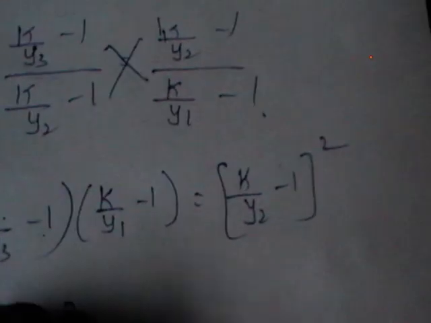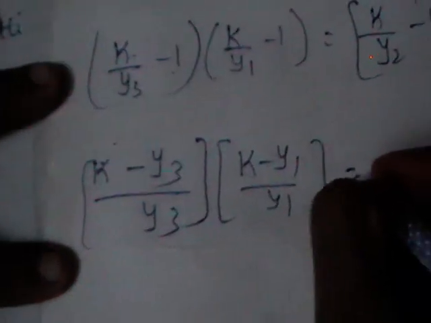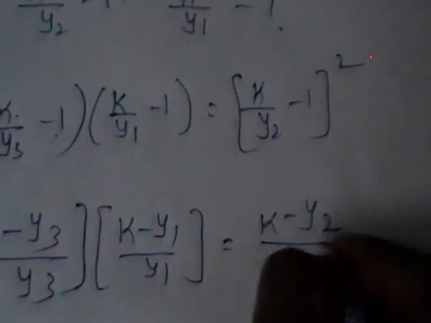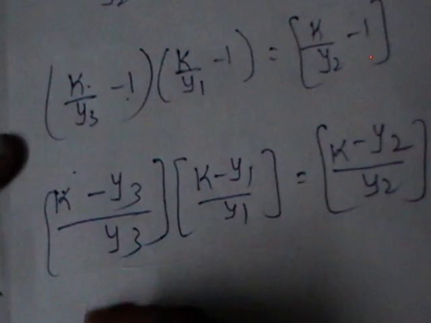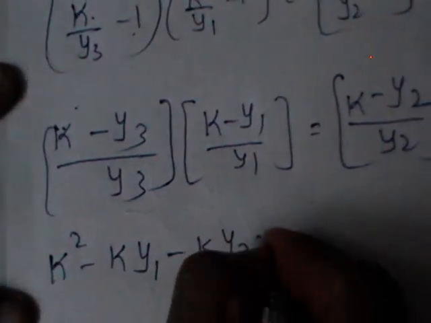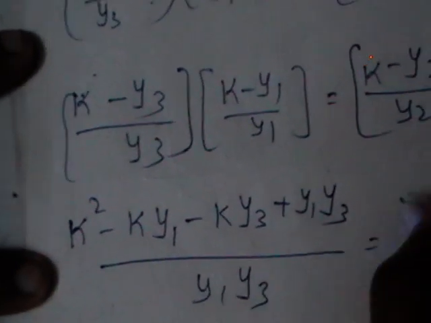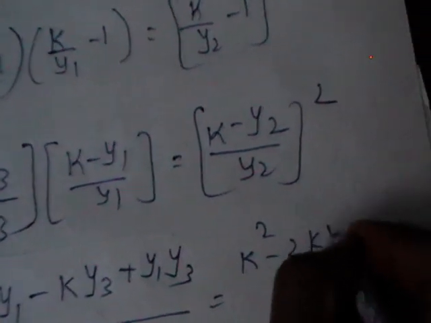Okay, so on multiplying this, you will get k square, (k minus y3) by y3. I took LCM here. Again here LCM is y1. (k minus y1) by y1 is equal to (k minus y2) by y2, whole square. Okay, so if you multiply all these terms here, k square minus k y1 minus k y3 plus y1 y3 by y1 y3, expand that, k square minus 2k y2 plus y2 square by y2 square.